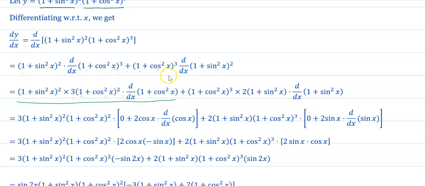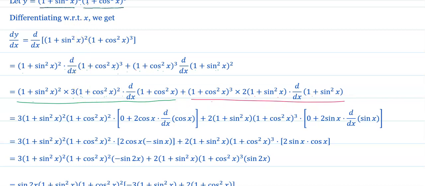Okay. Now the second part. This is the second one: 1 plus cos square x bracket cube. Derivative of 1 plus sin square x bracket square is 2 times in bracket 1 plus sin square x into d/dx of 1 plus sin square x. Okay. Second part. पुढची step.